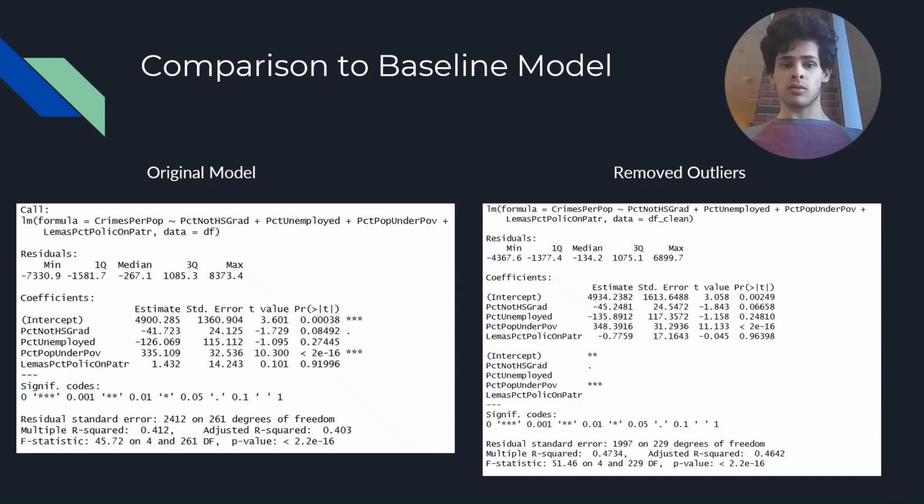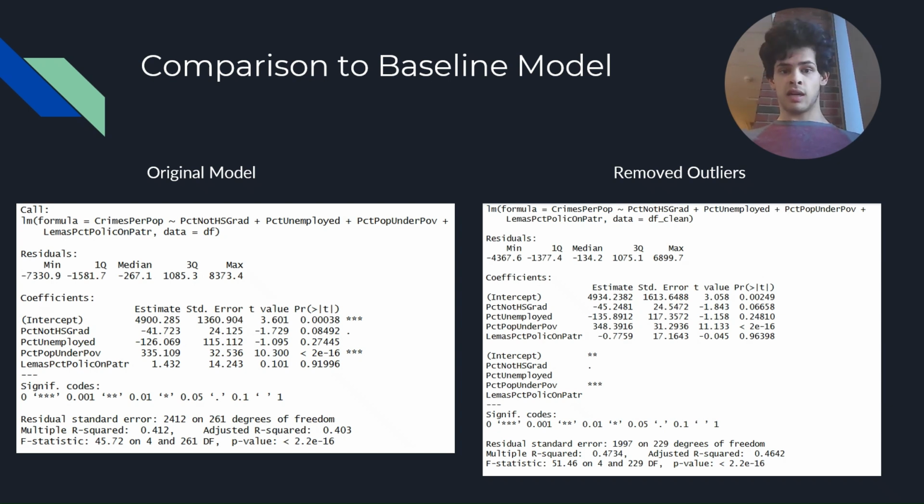The police on patrol does have an interesting phenomenon where it switches from a positive to negative relationship when we don't have the outliers, which makes more sense. Having more police should realistically result in a lower number of crimes, but the model still does suggest a non-significant impact based on this data. Every other value holds their positive or negative relationships, but becomes slightly stronger. For example, the percent unemployed goes from negative 126 to negative 135. And in general, there is a stronger relationship for each variable.